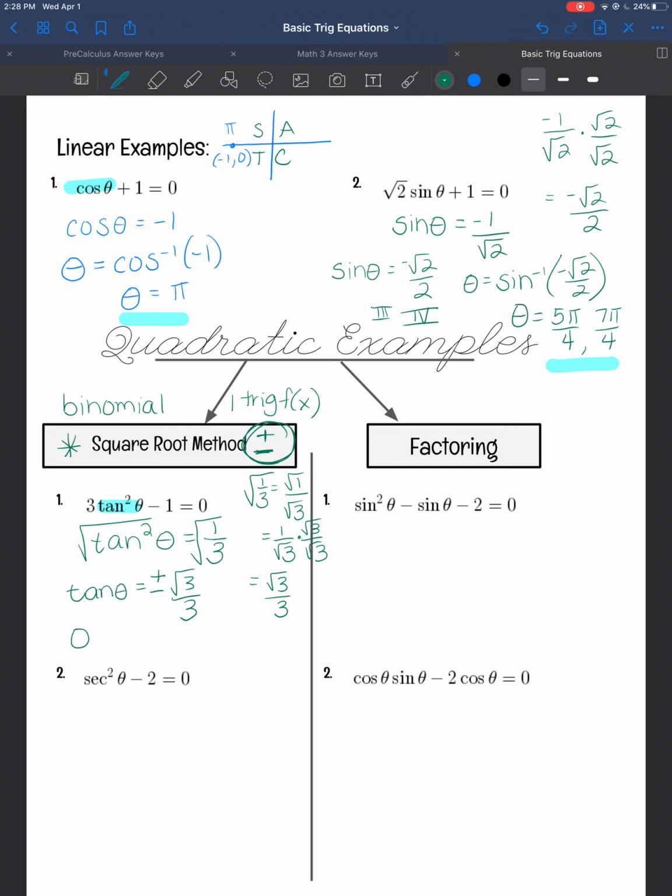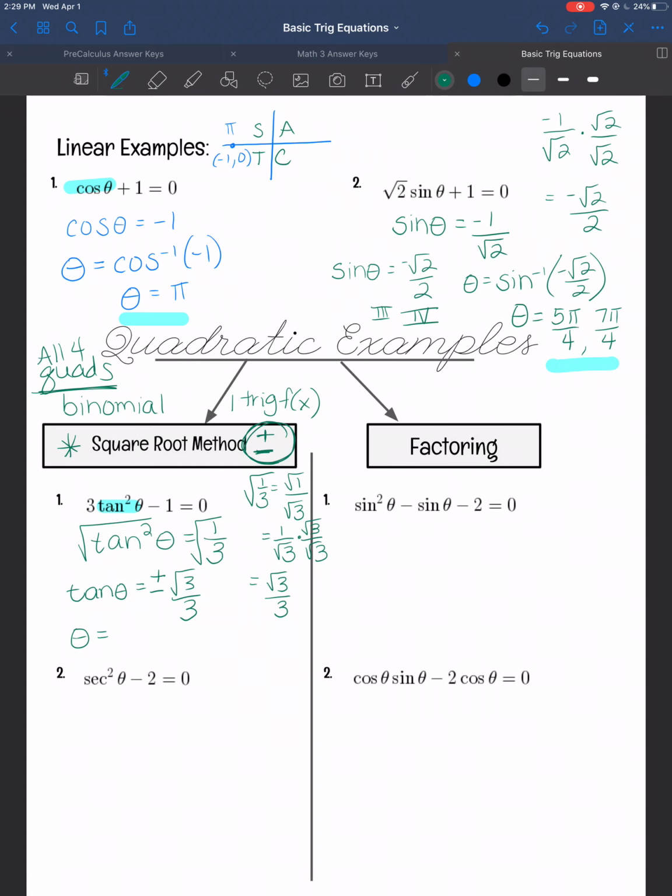The reason that's so important is because I have to include all the quadrants where tangent is positive and all the quadrants where tangent is negative. Well, that's all 4 quadrants. So anytime you're doing the square root method, your answer needs to be all 4 quadrants. So you get 4 answers, not 2.